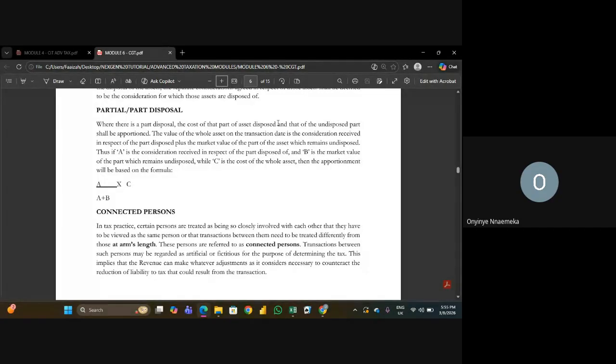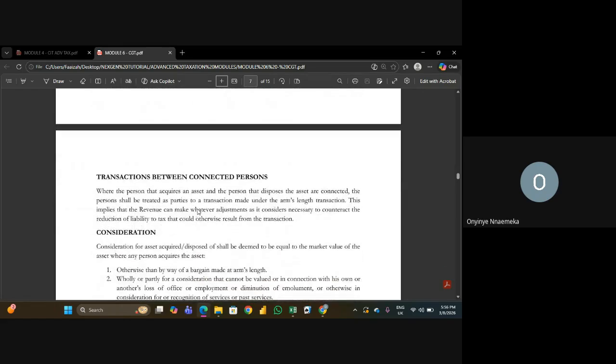Thank you. All right, connected persons. I think we should understand what connected person is. In tax practice, certain persons are treated as so closely involved with each other that they are viewed as the same person, or that transaction between them needs to be treated differently from those at arm's length. Those persons are referred to as connected persons. Transaction between such persons may be regarded as artificial or fictitious for the purpose of determining the tax.